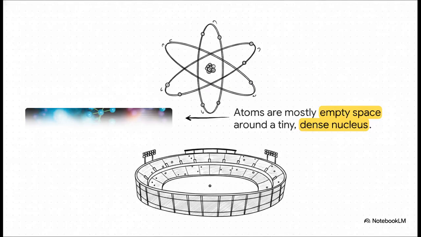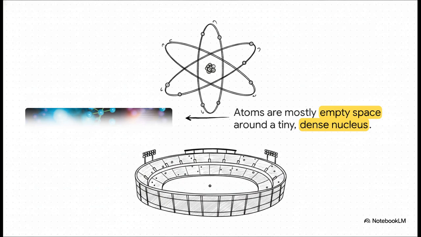Now, what's truly mind-blowing here is the sheer scale of that atomic structure Rutherford discovered. When you look at a 3D model of a molecule, it looks completely solid. But the actual space where electrons move about is at least 1,000 times larger than the diameter of the nucleus itself. Think of it like this. If the nucleus was a tiny marble sitting on the 50-yard line of a massive football stadium, the electrons would be buzzing around way up in the highest bleachers.